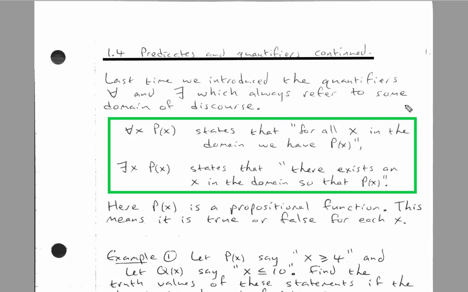More quantifiers today. So we're getting used to these new symbols. This upside down A means for all, and this backwards E means there exists.